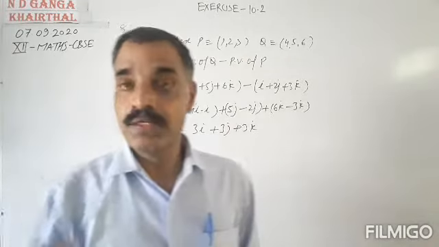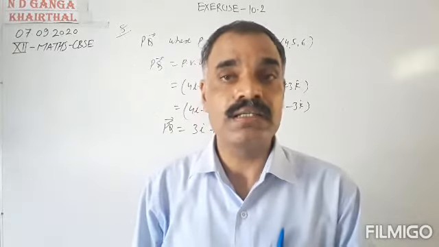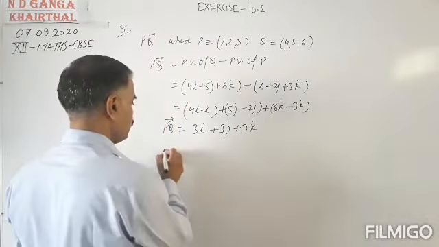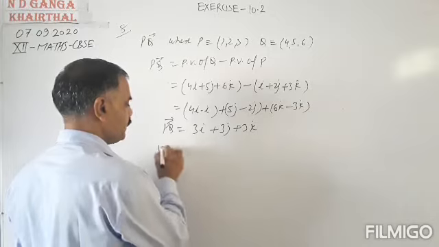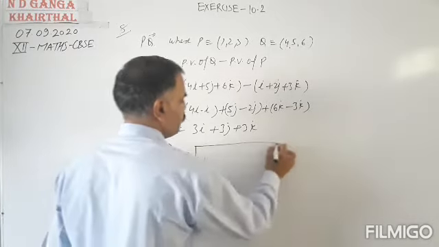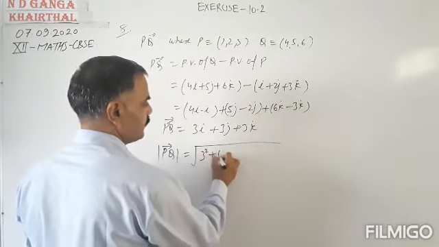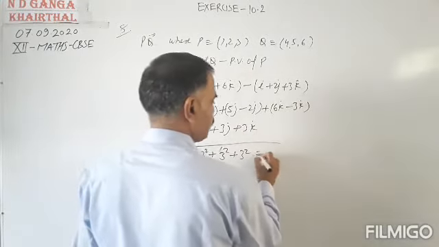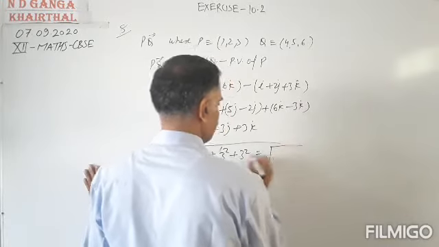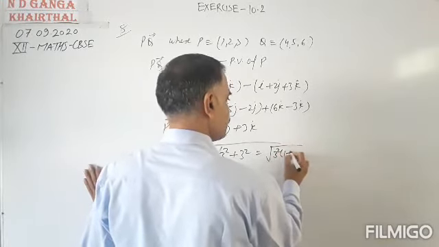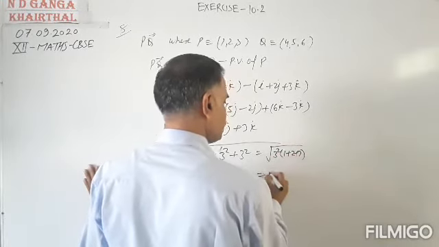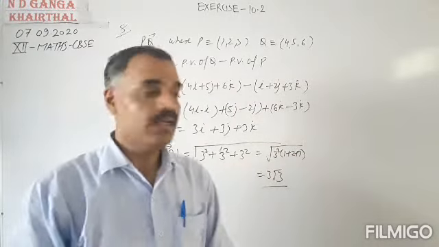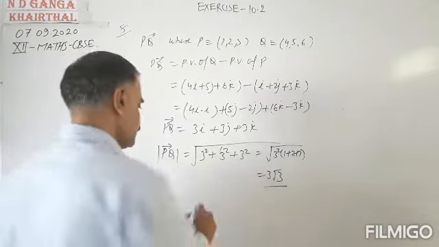Now we have to find the unit vector of this PQ vector. So find out the magnitude of PQ vector: under root 3 square plus 3 square plus 3 square, that is equal to under root 3 square times (1 plus 1 plus 1), equal to 3 under root 3. So PQ vector is this.